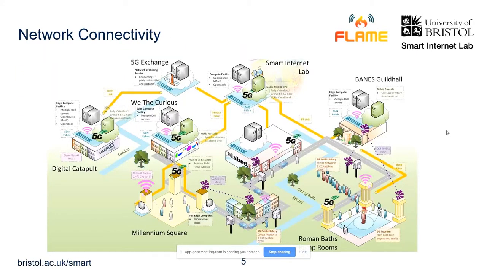Okay, so this is a logical view of what I just presented. The Smart Internet Lab is where the infrastructure is located. With regards to Flame, the data center and some of the switches are located in the Smart Internet Lab. And from there, fiber is connected to We the Curious, which is a building at the Millennium Square. And these boxes are the multi-access edge computing towers, compute nodes, which are then fibered to the towers, to the access points, as well as the MSHA, which we just talked about.